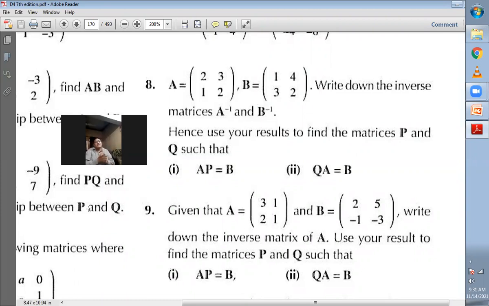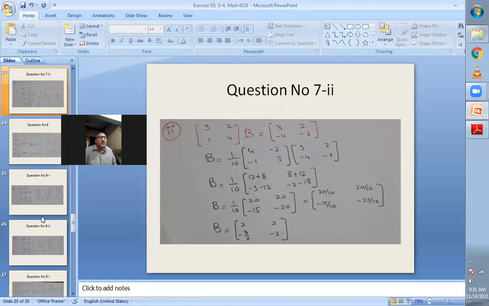Okay, so very simple. We have these values, and the first task is to find out the inverse of A and B. Okay, so let's go to our solution.